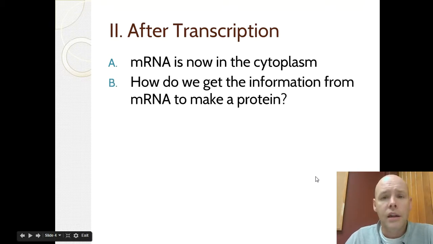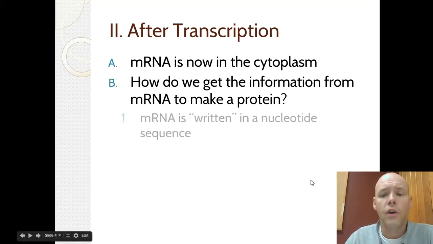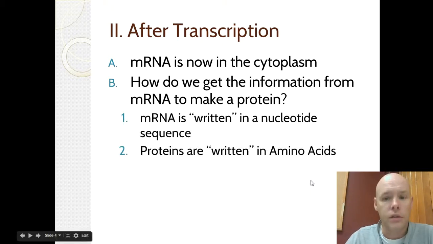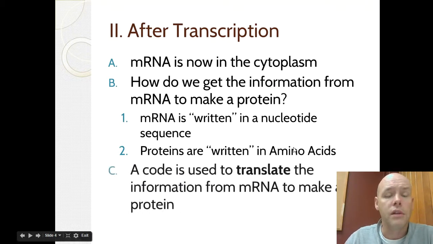Now, how do we get that information? If you look at an mRNA, it's written in nucleotides, and proteins are written in amino acids. So mRNAs are written in nucleotides, proteins are written in an amino acid sequence. They're two different things. Well, this is where we go through a process to translate from nucleotide to amino acid, hence the name translation, where you translate the information in mRNA to make a protein.